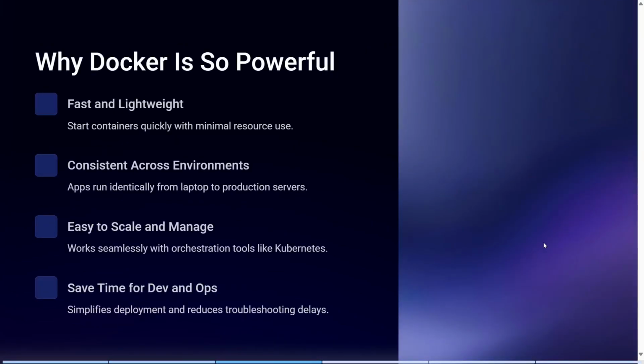Why is Docker so powerful? Docker containers are fast and lightweight. They start quickly with minimal resource usage like CPU and memory. Then, consistent across environments, apps run identically from laptop to production servers. Next, easy to scale and manage, working seamlessly with orchestration tools like Kubernetes and Docker Swarm. Save time for DevOps, it simplifies deployment and reduces troubleshooting delays.